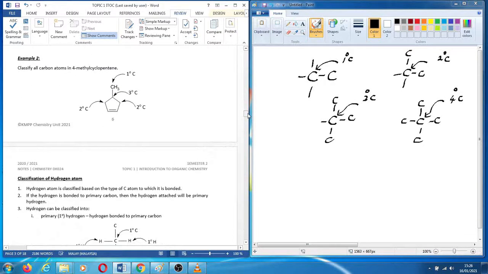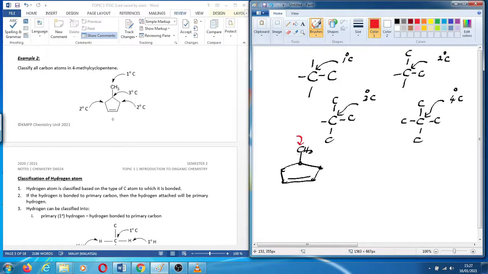This is an example, my dear, of classification of carbon atom in 4-methylcyclopentane. Okay, this is the example. You should know that each corner here consists of carbon. If you look at the example here, to make you understand more, I will show. This is CH3, my dear. You have C here, C here, C here, C and C, and then you have a double bond here.